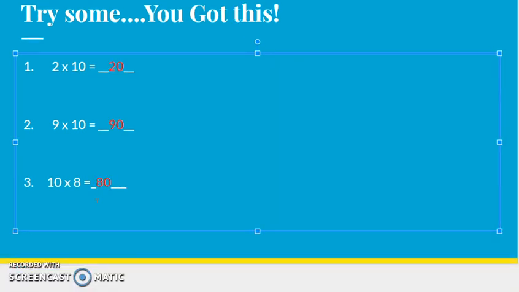So let's check your answers compared to the answers that I have. When we're multiplying 2 times 10, we get 20. Again, if you're skip counting, you can go 10, 20 to get your answer. Number 2, 9 times 10 would equal 90. We have a 0 in the ones place and a 9 in the tens place. 10 times 8 is equal to 80. Again, you've got a 0 in the ones place and an 8 in the tens place.